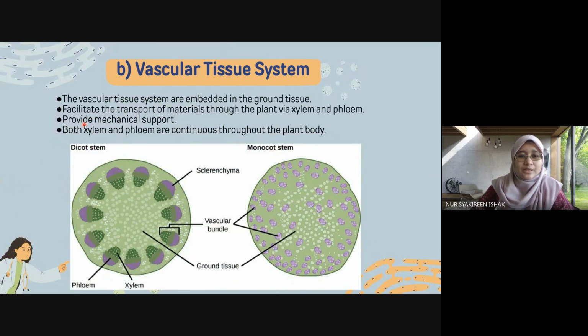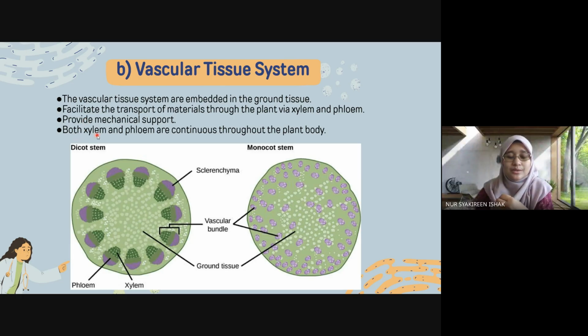So the outer layer is the dermal tissue, and then we have the vascular tissue. The vascular tissue system is embedded in the ground tissue. So these are ground tissue, and in the ground tissue there is the vascular tissue. The function of the vascular tissue is to facilitate the transport of materials. Depending on the type of vascular tissue, it is water for xylem, and the transportation of sugar, for example, is through the phloem. Another function of the vascular tissue is to provide mechanical support.